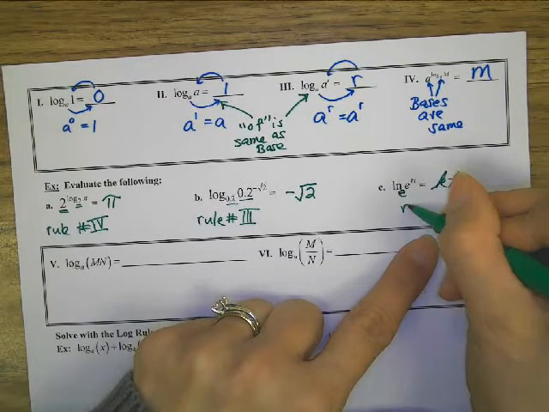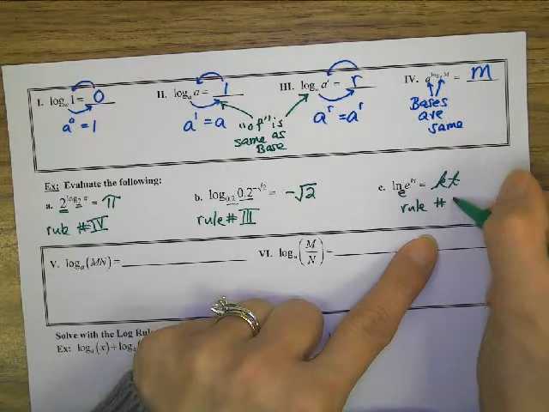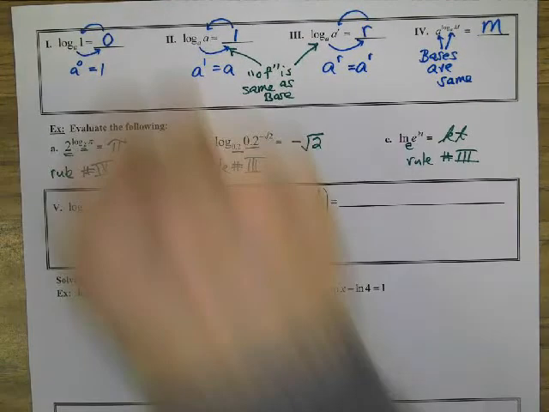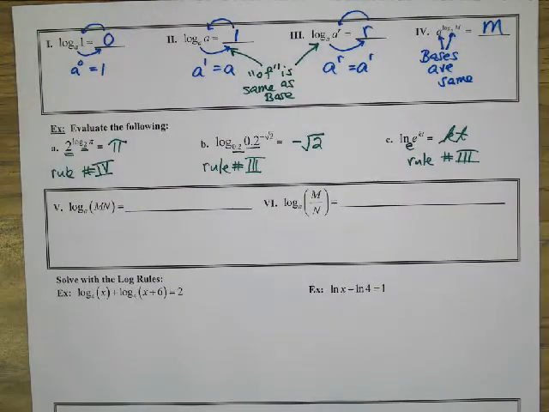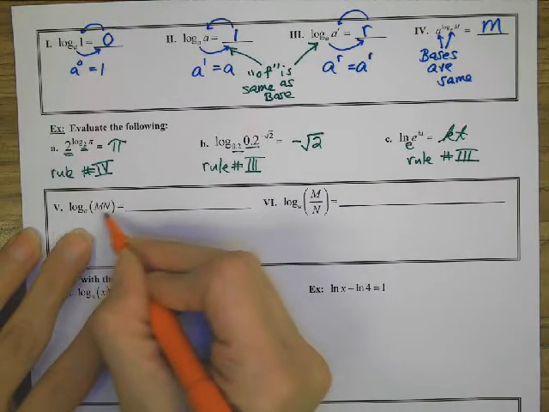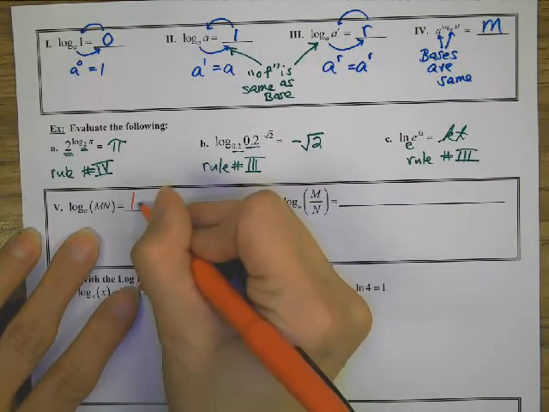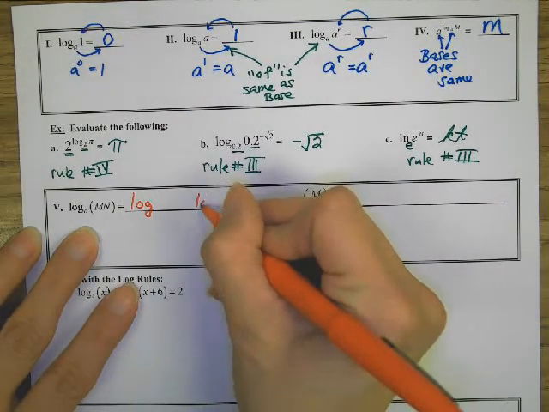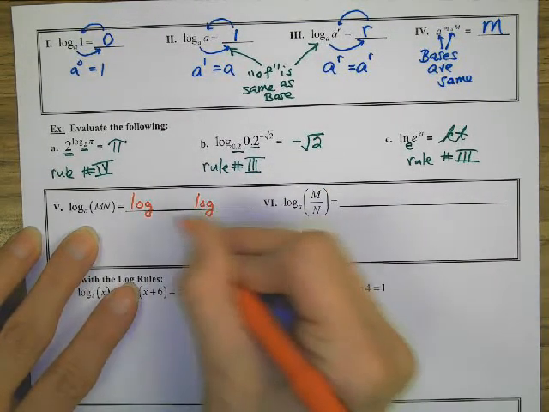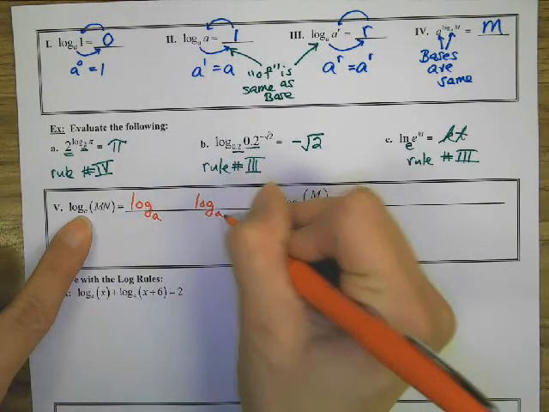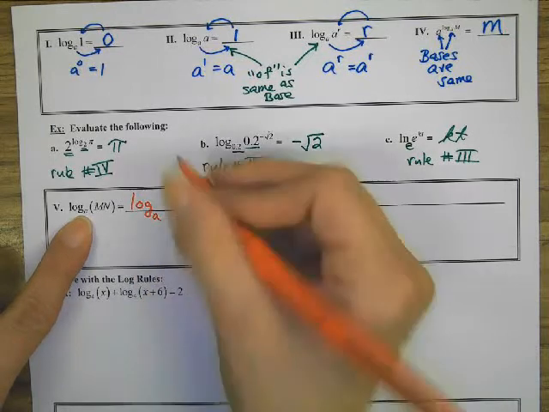Okay. All right, here come some interesting ones. These really come in handy when you're solving. Okay, so we've got log base a of m times n. So what you can do is separate these into 2 logs. Okay, log and a log. And what do you think the bases have to be? Same as the problem. So they're both going to have base a. So first I do log base a of m plus log base a of n.